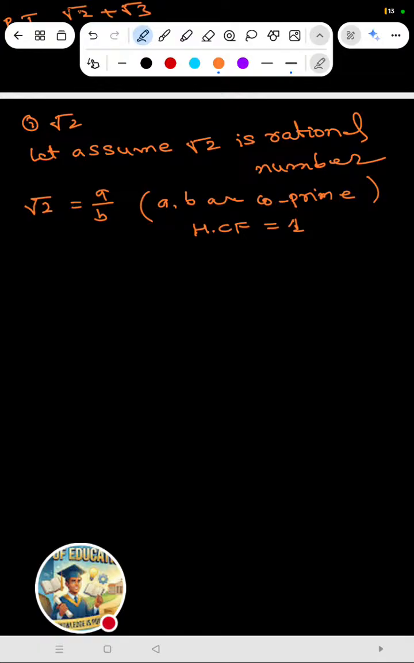So we are first assuming root 2 as a rational number. Okay. So we can write that root 2 is equal to a by b. So look at the next. Root 2 is equal to a by b. Do the square on both sides. Second step, we have to do the square on both sides.